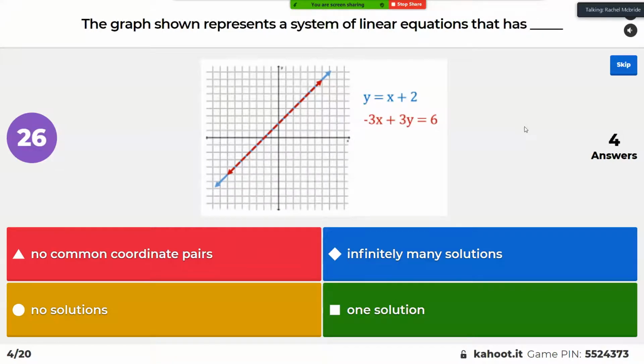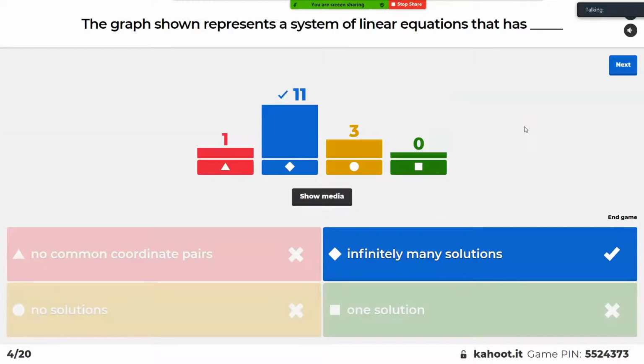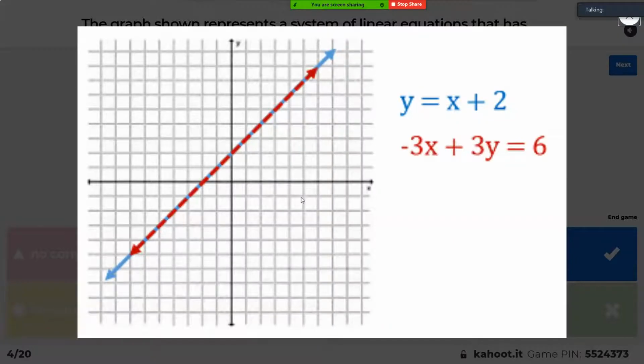This graph represents a system with how many solutions? Okay, the dotted line threw me off so bad. But they're equal signs in the equations. I just did the dash so you could see both underneath. Sorry about that.